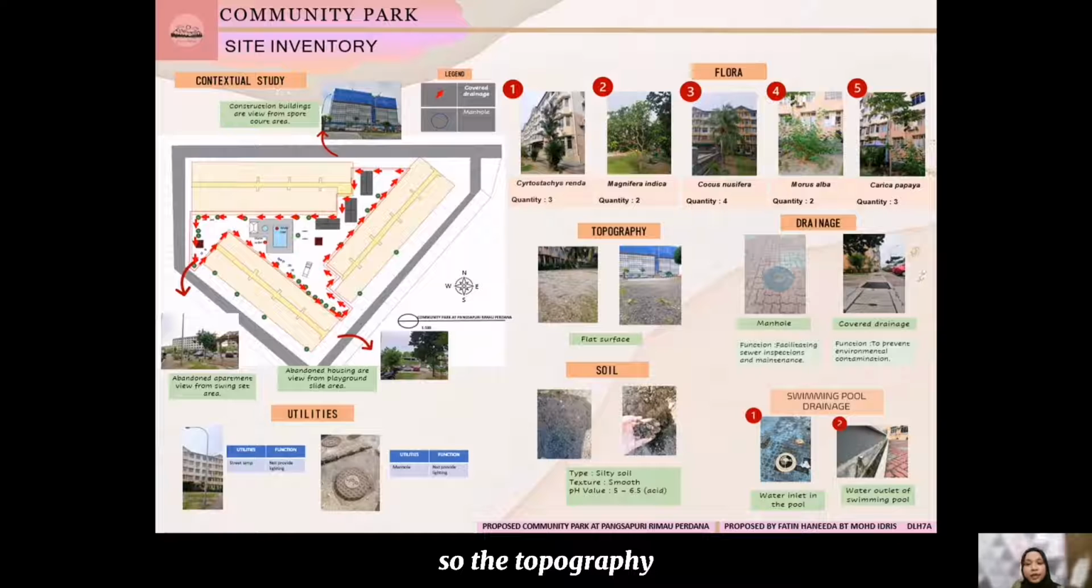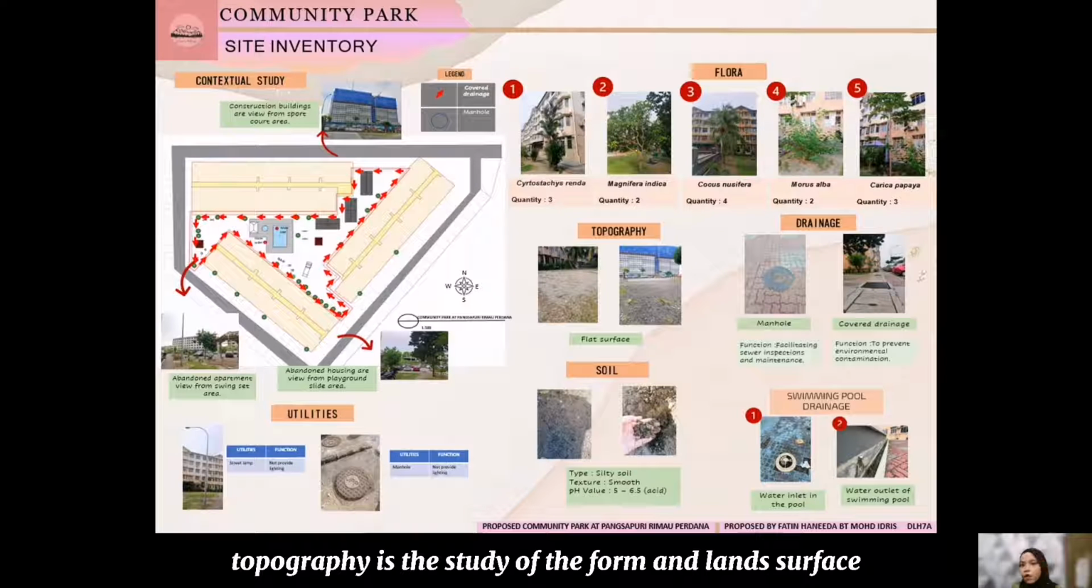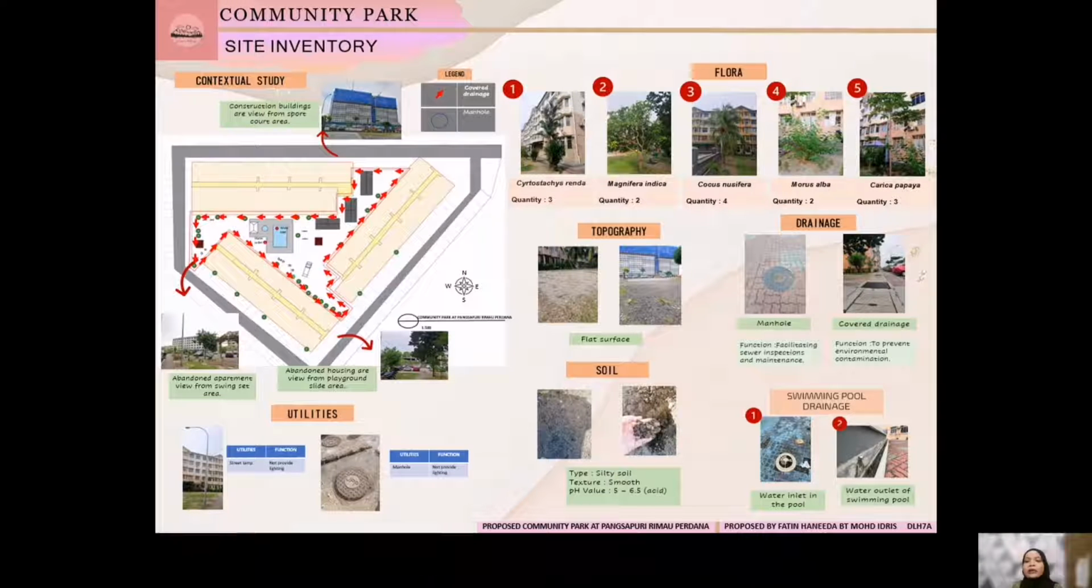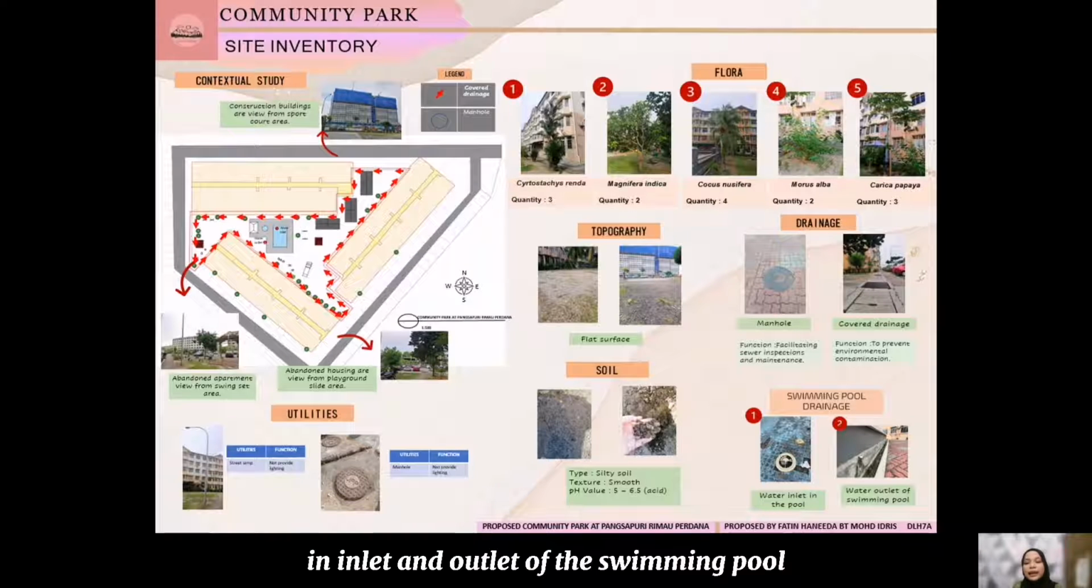So the topography. Topography is the study of the form of the land surface. So the topography in this site is a flat surface. For drainage, it has two types of drainage, which are manhole and covered drainage. So the function of the manhole is facilitating sewer inspection and maintenance. And then the function of covered drainage is to prevent environmental contamination. Then this site has a swimming pool. So this photo shows the water inlet and outlet of the swimming pool.